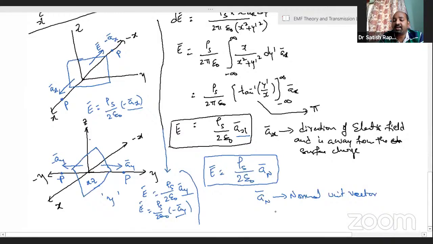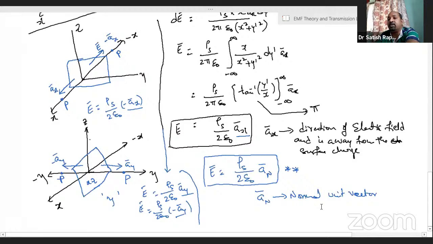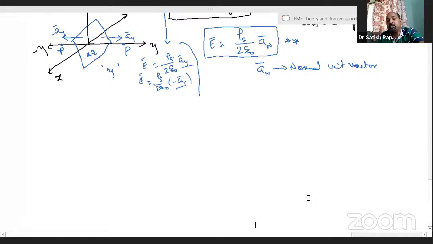That means away from the surface, normal to the surface. So a n bar may be ax bar or minus ax bar, it may be ay bar or minus ay bar, it may be az bar or minus az bar. So this is the final expression for electric field due to a surface charge. So far we have discussed three, so let me summarize those.